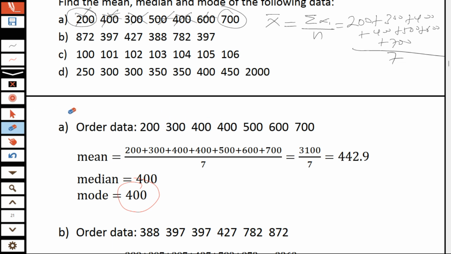So how can one find the mode? The mode is the most occurring number, the number that repeats itself many times. So when you come here, 200 repeats itself 1 time, 300 repeats itself 1 time, 400 repeats itself 2 times, 500 repeats itself 1 time, 600 repeats itself 1 time, 700 repeats itself 1 time. So here the mode is 400, because 400 repeats itself twice, right? So that is our mode.